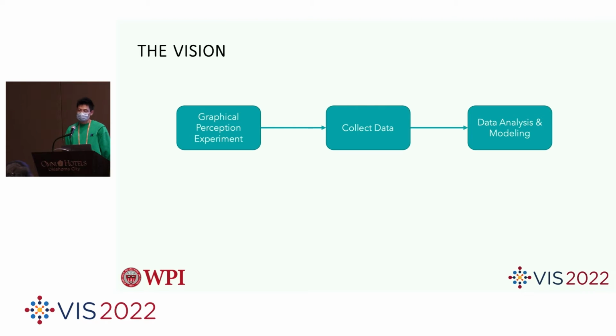So researchers launched a lot of graphical perception experiments. We collected data and ran data analysis and modeling. However, the participants' performance cannot be improved from it, because they don't even know whether their answers are correct or not, and they don't know how far off their answers are from the true answer.